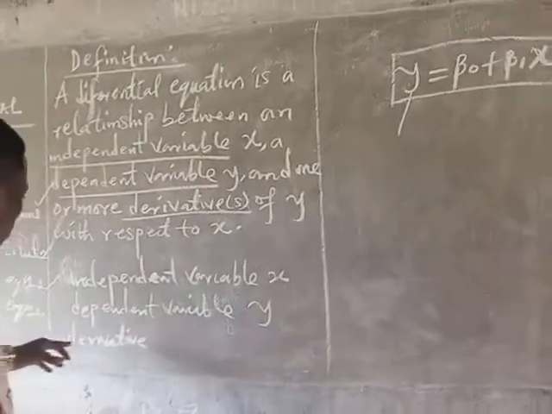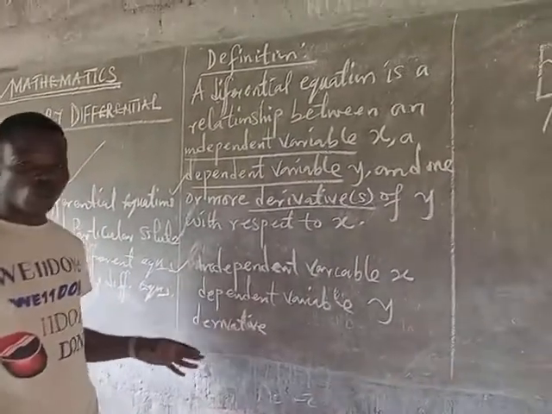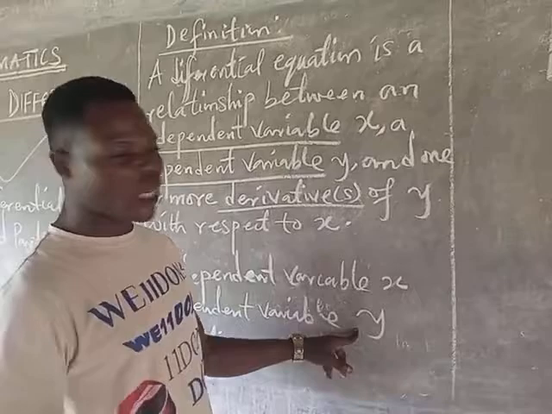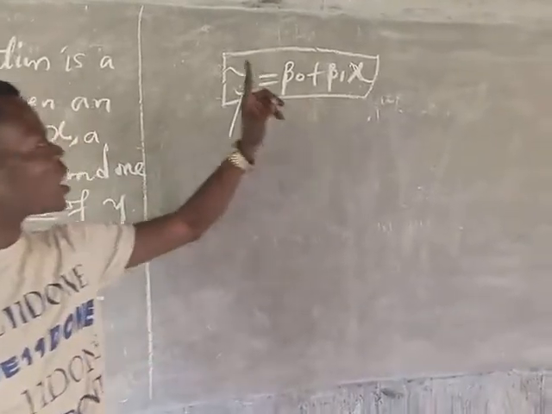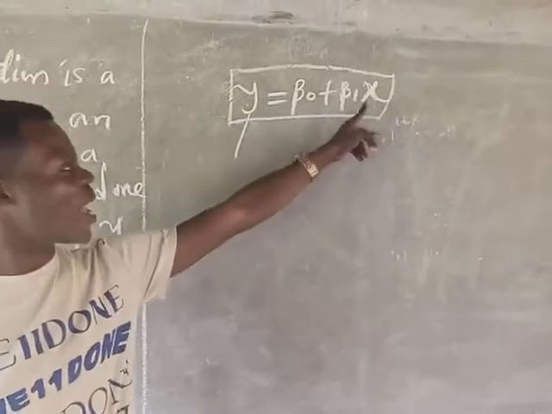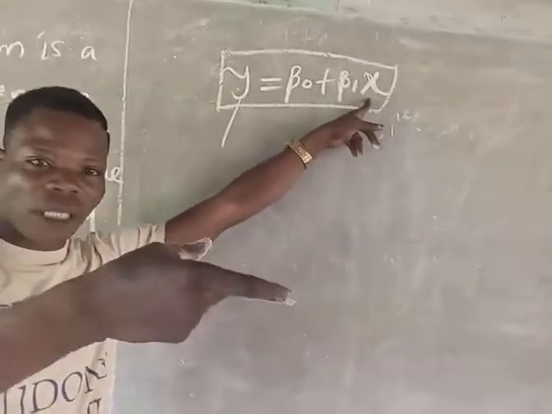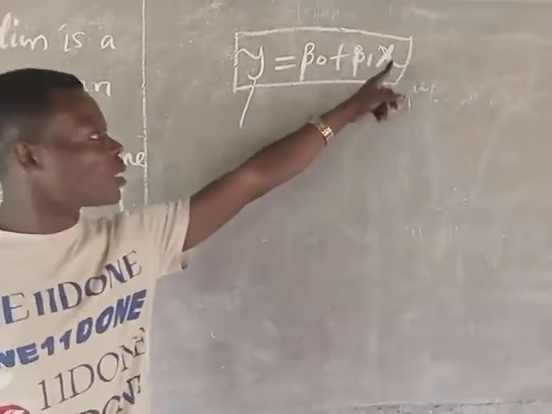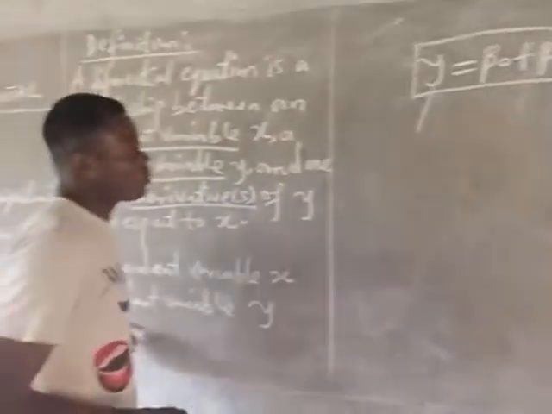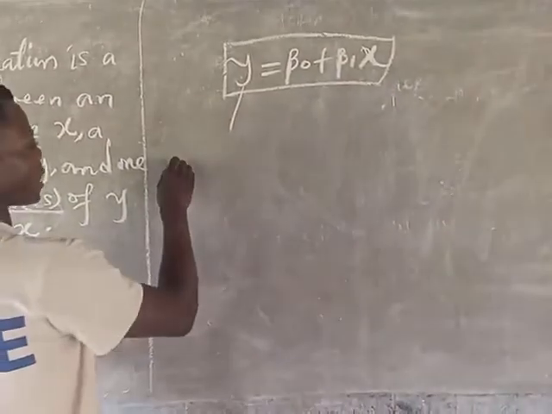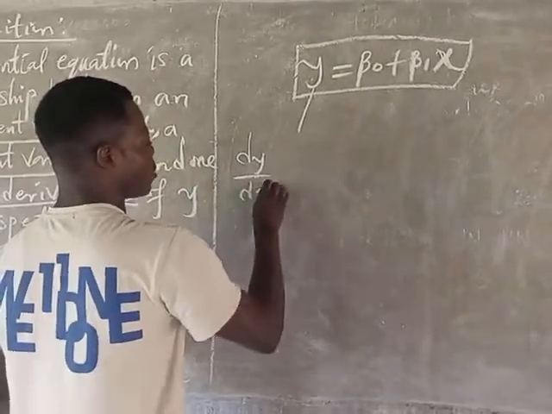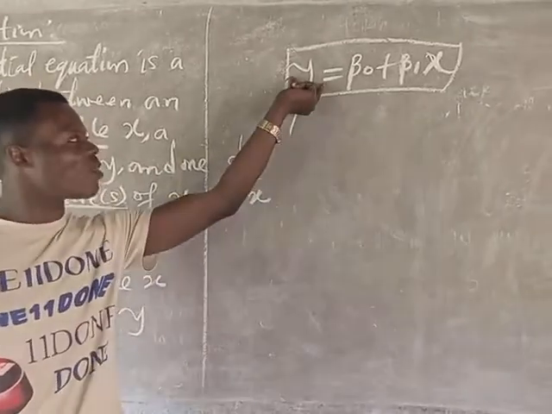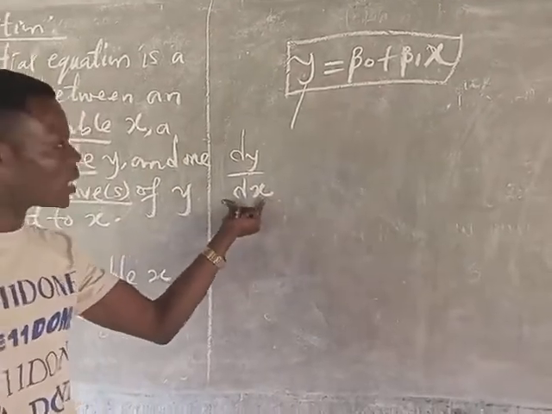And when we say derivative, it has to do with the rate of change. That is, the rate at which y changes with respect to x. That is, what will happen to y if x changes, either increases or decreases. The value of y will change. The rate of change with respect to x is what is referred to as derivative. And in mathematics, we denote it as dy/dx, that is, the change in the value of y with respect to the change in the value of x.